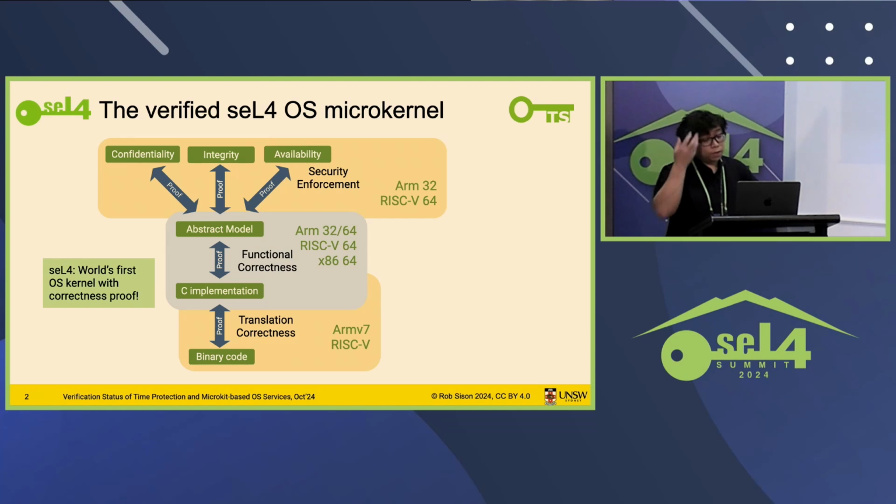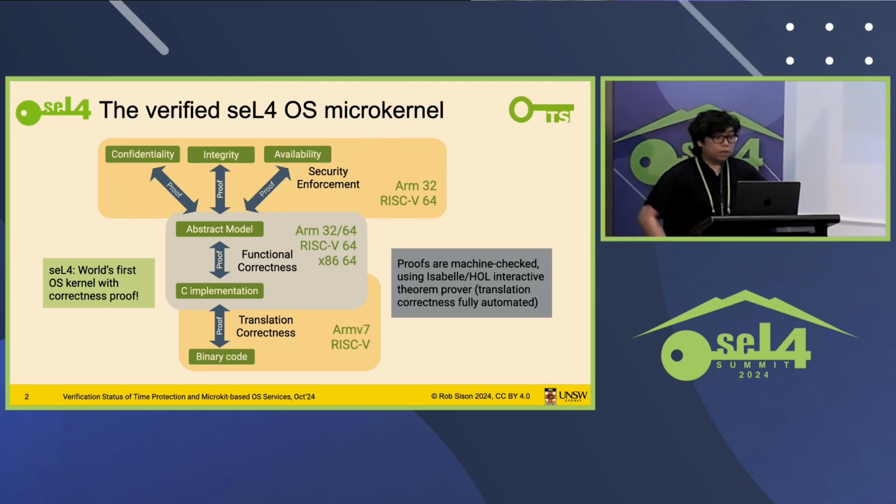Of course it's the world's first OS kernel with this kind of proof about it, and these proofs are machine checked. At least the ones all the way down to the C implementation are machine checked using Isabelle/HOL, an interactive theorem prover, whereas there's a more automated step for the translation validation.